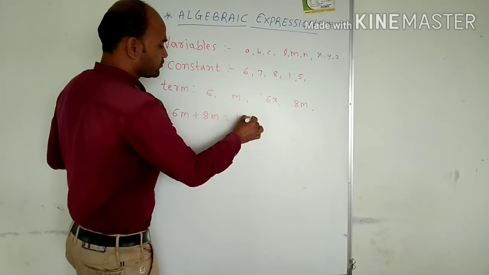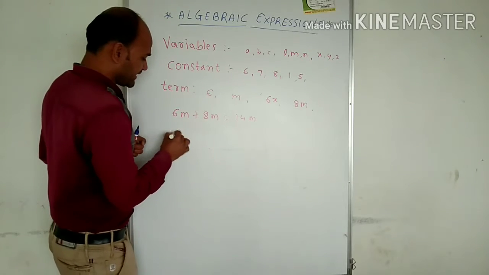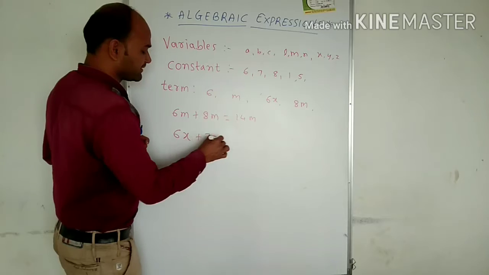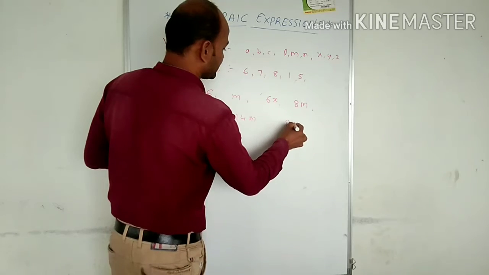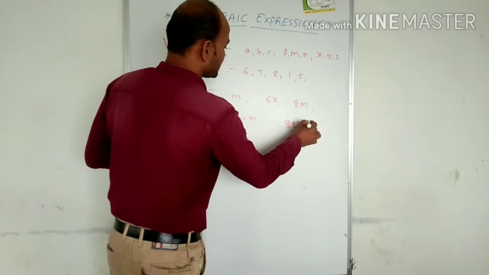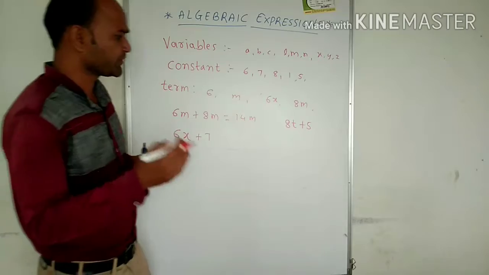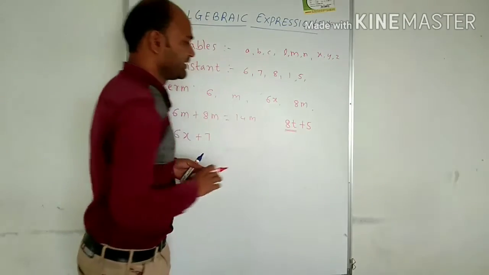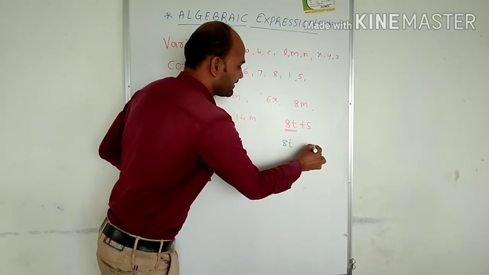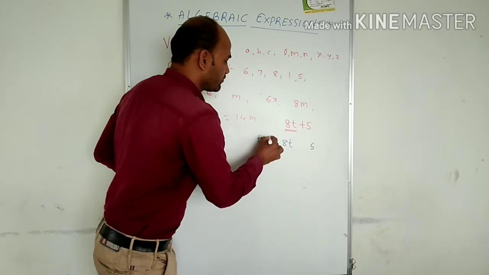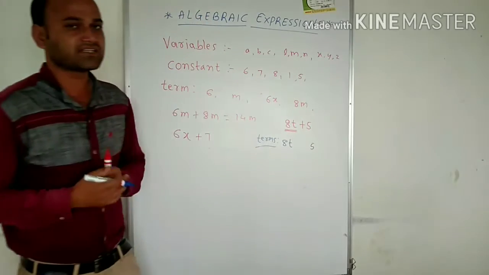How we have to add or subtract, let me see it afterwards. Otherwise, 6x plus 7 is one expression. The next one, 8t plus 5, is also an expression. So these are the expressions we can see here. 8t is one term and 5 is also a term. Here the terms are 8t and 5.